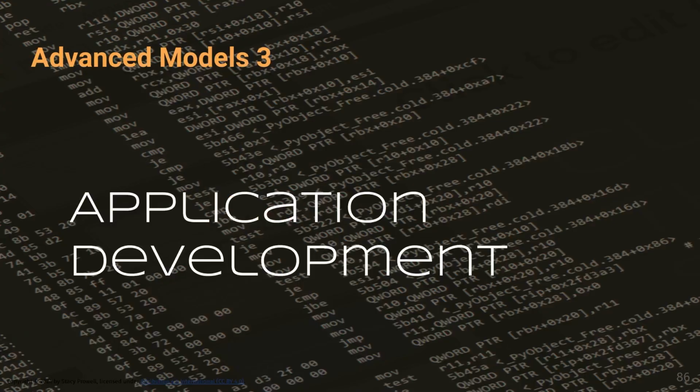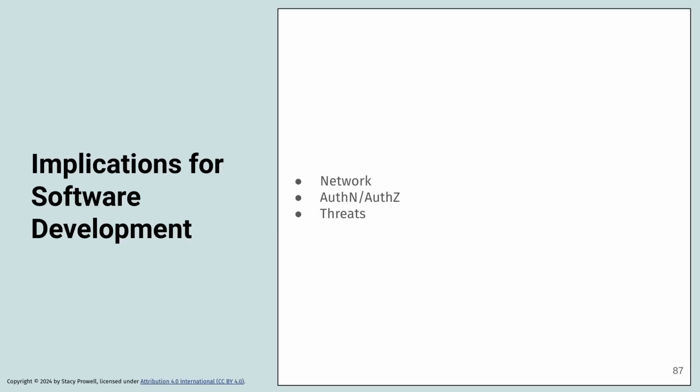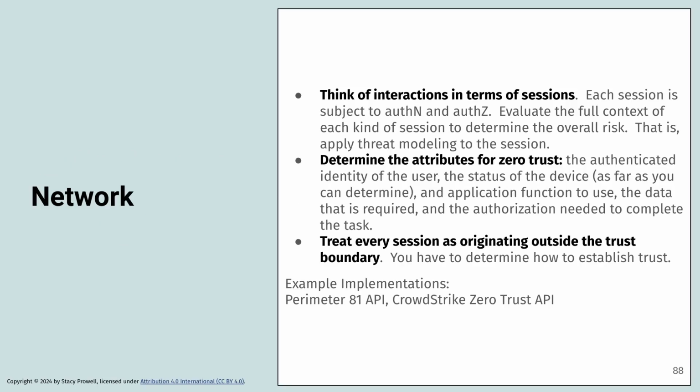And now let's talk about application development. So are there implications for software development? Yeah, there are, right? We need to think about the network. We need to think about authentication and authorization, and we need to think about threats. What do I mean by this?